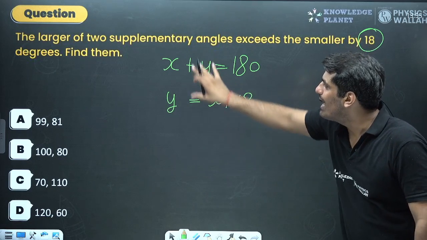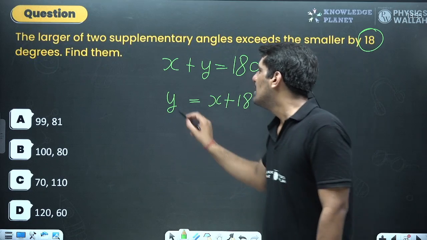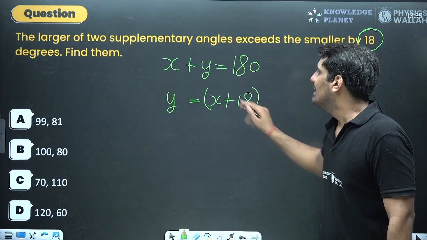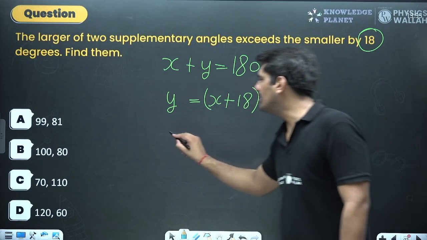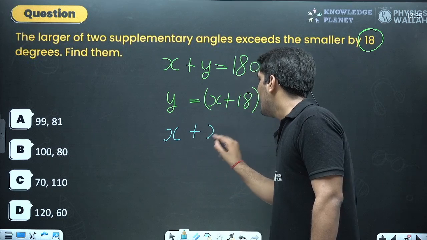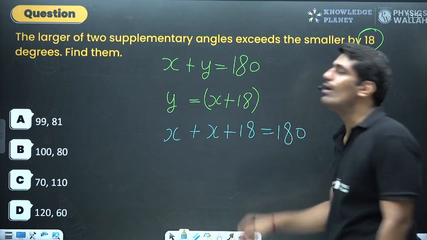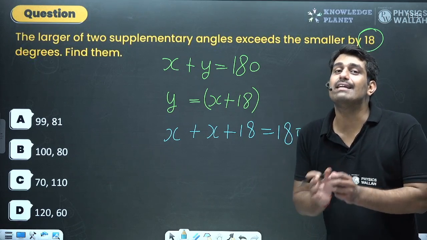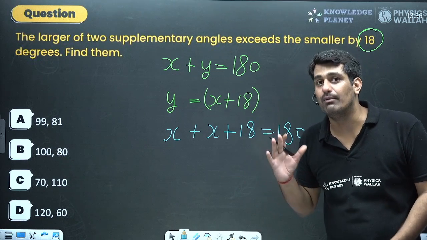And now we have two equations. Again, in a similar manner, you can replace and find out. I am replacing the value of y over here and putting it in the above equation. So this comes out to be x plus 18 equals 180. See, it's not that every time I'm going for the elimination method. I can go for the substitution method as well. Both methods can be useful in different scenarios. Over here, both will work well.